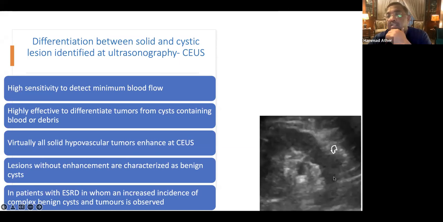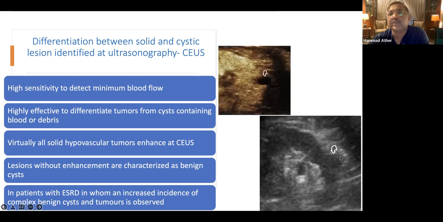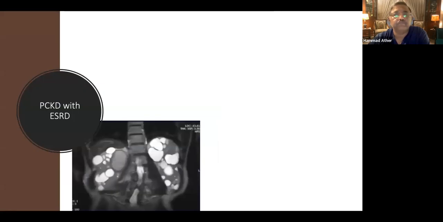Now, if you look at this scan, you can see a lesion which has the same appearance as the adjacent renal parenchyma, and this lesion, as the arrow suggests, is exophytic. So this is really suspicious. But if you do a contrast-enhanced ultrasound, it clearly shows that there is absolutely no enhancement in this lesion, and this can be purely regarded as benign.